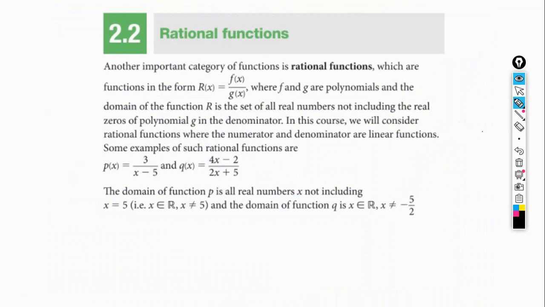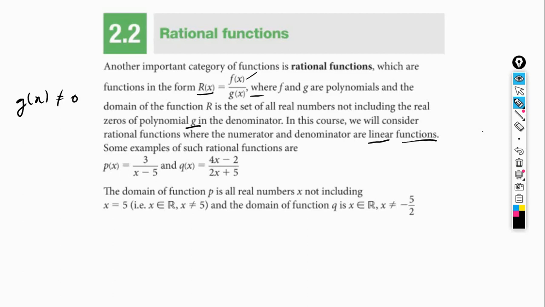So we have already studied rational functions somewhat, and let's remember that those are functions in this form. R of x is equal to f of x over g of x. So f and g are polynomials. And the domain of the function R is the set of all real numbers, not including the real zeros of the polynomial g. In other words, g of x cannot equal 0, therefore we have to discard whatever values of x give us 0.